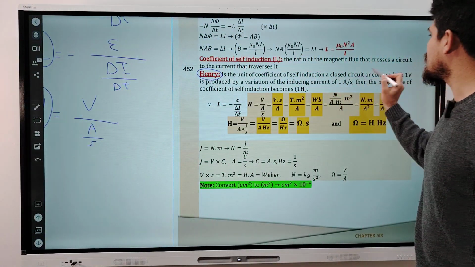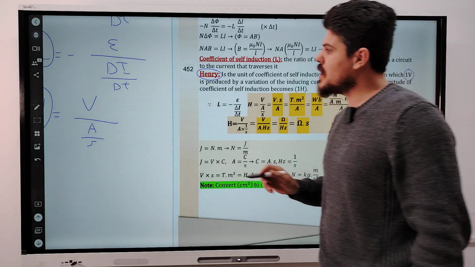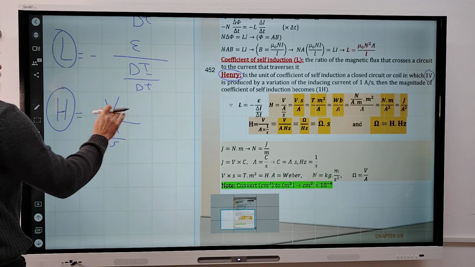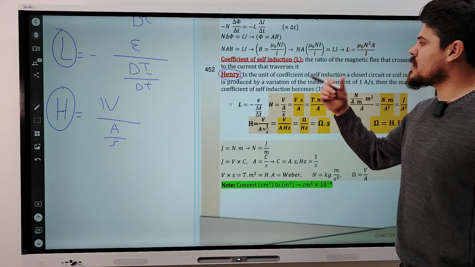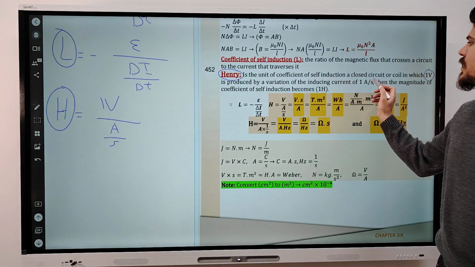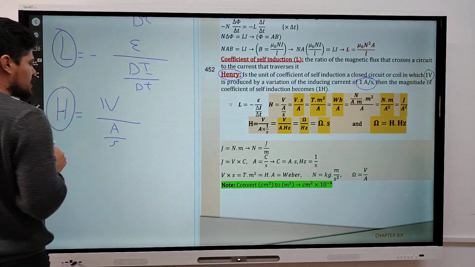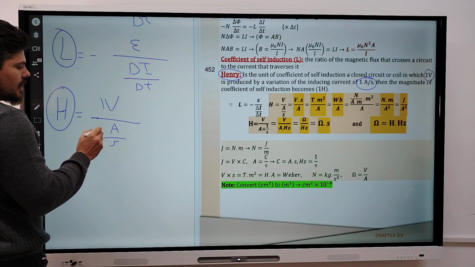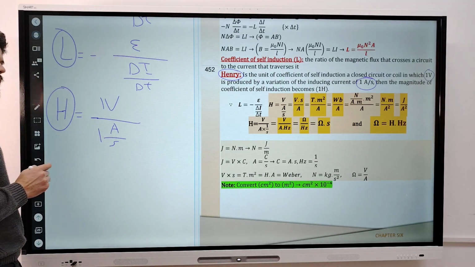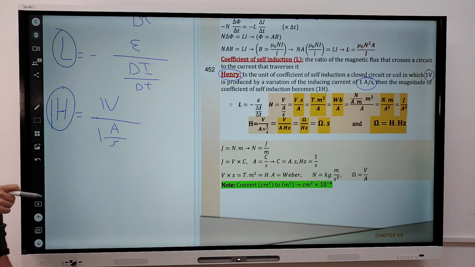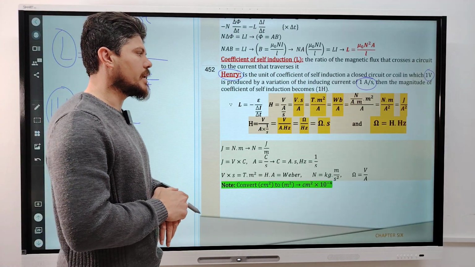In a closed circuit or coil in which 1 volt, how many volts? 1 volt of potential difference is produced by a variation of the inducing current of 1 ampere per second. So when is 1 volt of potential difference produced? When the variation of the current is equal to 1 ampere per second. Okay, 1 divided by 1 is equal to 1 Henry. Then the magnitude of the coefficient of self-induction becomes 1 Henry.